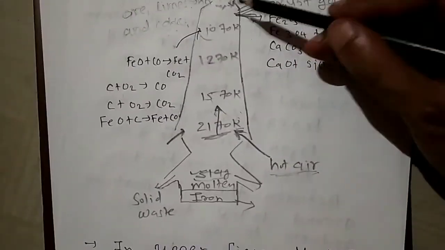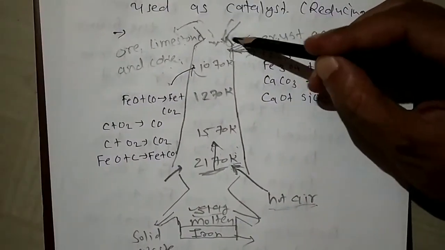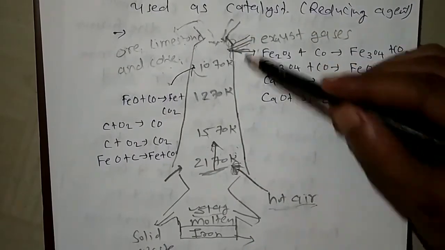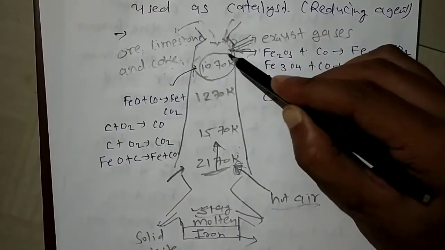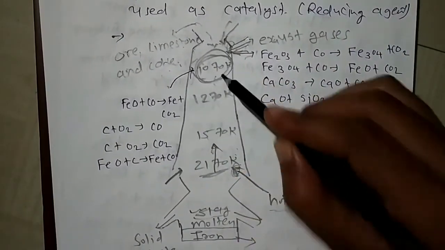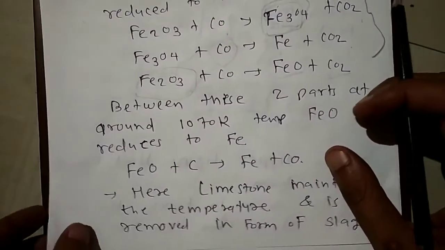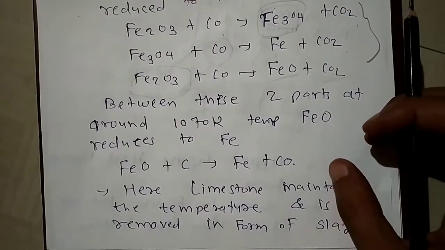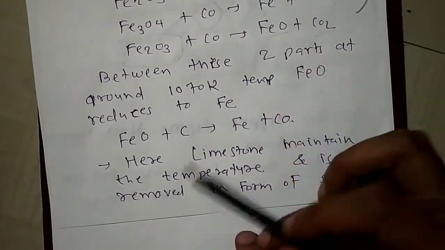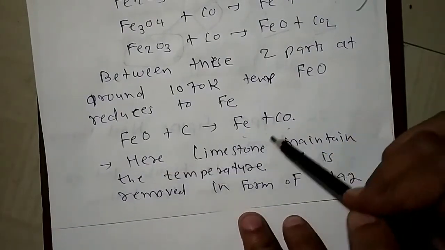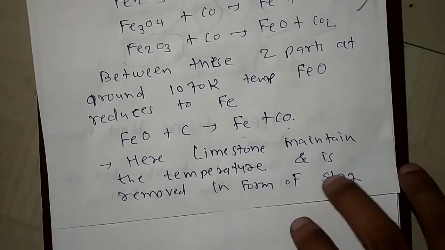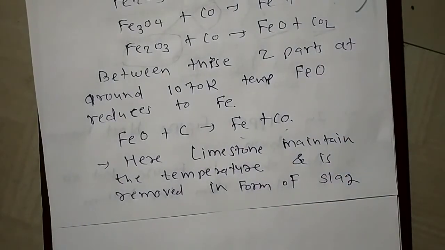But between these two parts, the upper part and the lower part, a range is there. You can see this range, 1070 Kelvin temperature. At this part, what will happen here? FeO will convert into Fe plus carbon monoxide. This reaction will take place. So a total of three portions will be there.